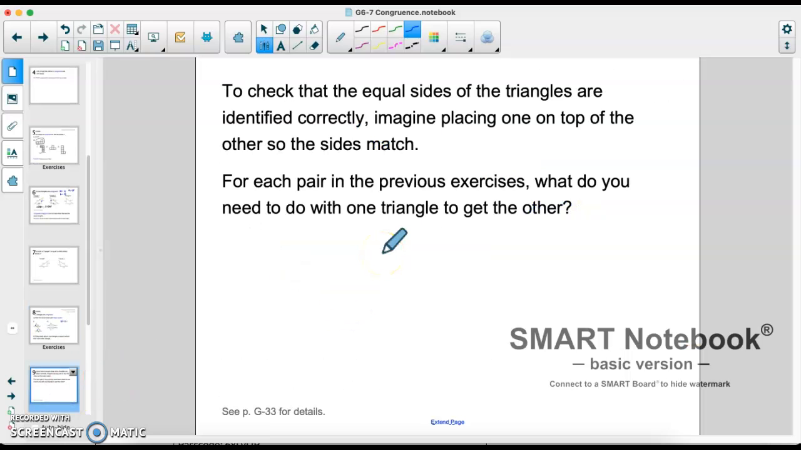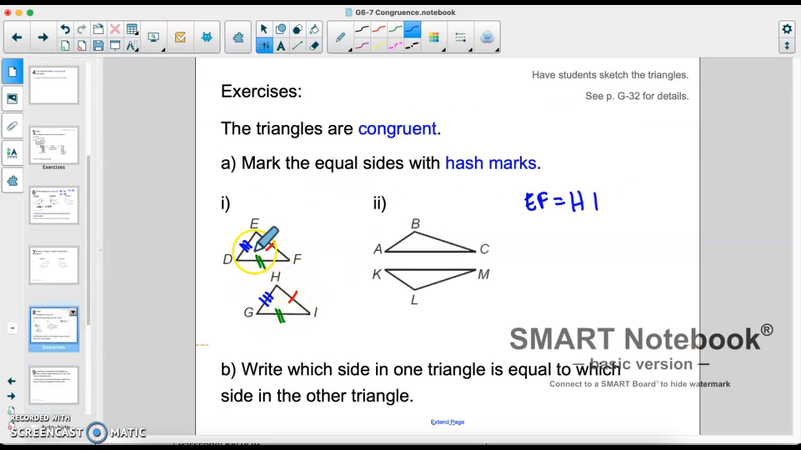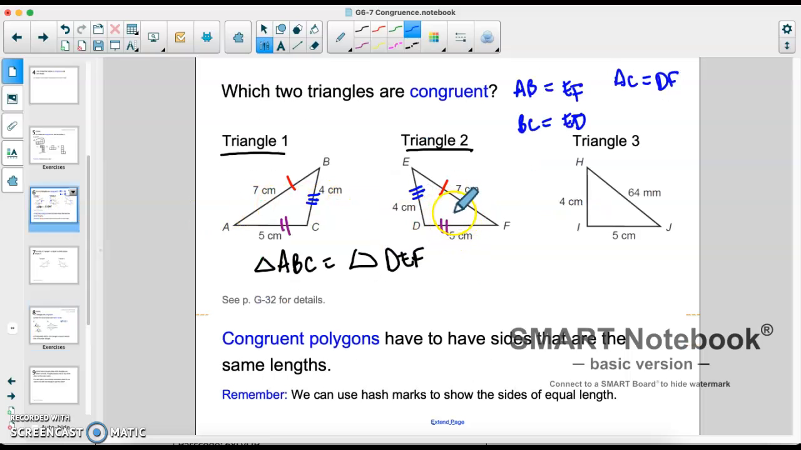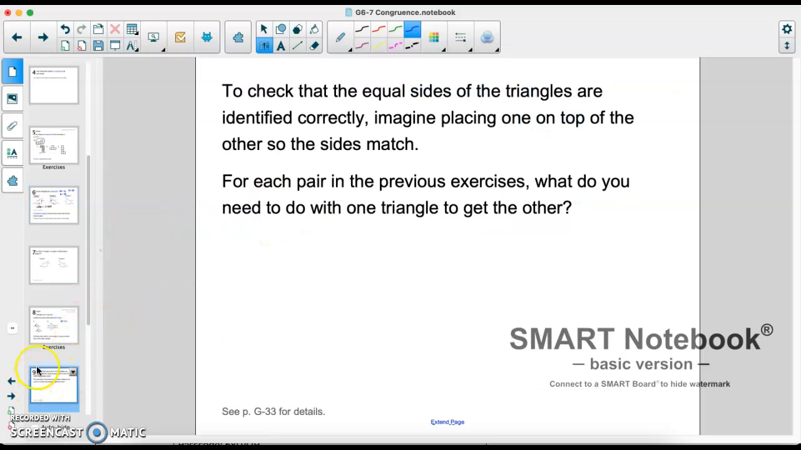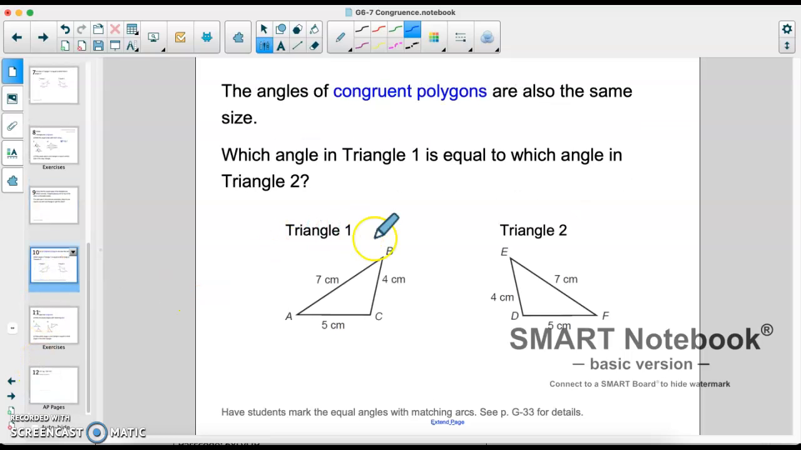So then to check that the equal sides of the triangles are identified correctly, again, imagine placing one on top of the other so that the sides match. Then think about for each pair in the previous exercises, what do you need to do with the other angle to get from one to the next? So if we go back to the slide, this one will slide on top of the other one. This one, you'd actually have to flip to get onto the other one, okay? Back here, you'd have to flip triangle 2, like mirror image, to get it to fit properly onto triangle 1, which is fine. Again, those things don't matter.